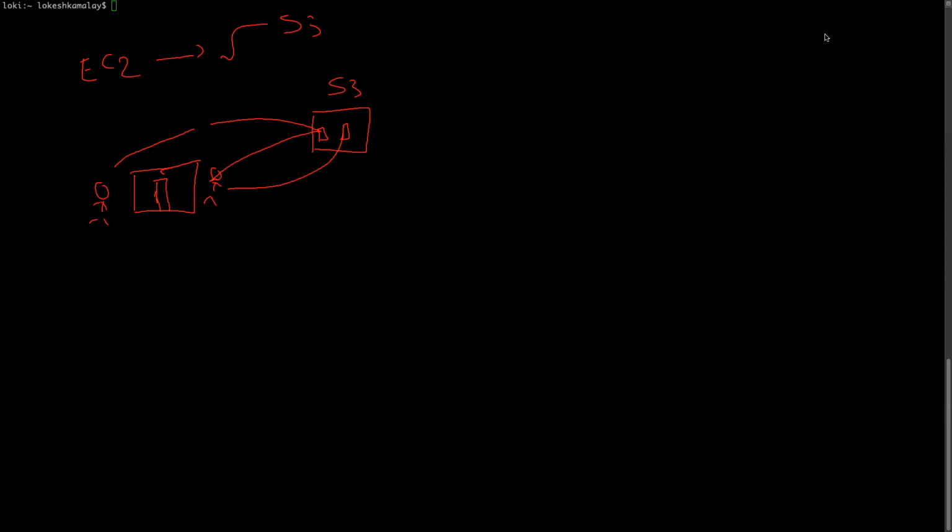In S3, they also have tiers. Tier means frequently accessed data, infrequently accessed data, archives and all this. So what are all these? These are the tiers they have. The first tier talks about your frequently accessed data. How frequently you access your data is the first thing.